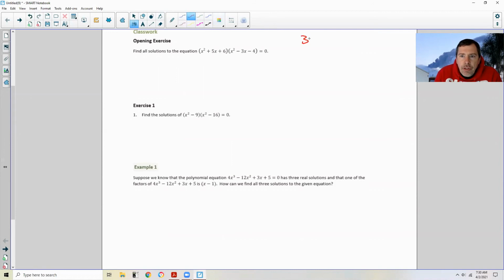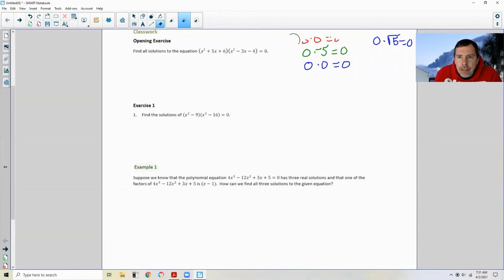If I have 3 times 0, that is obviously 0. If I have 0 times negative 5, then that is definitely going to be 0. And if I have 0 times 0, then that is also 0. So the zero product property basically says that if you multiply by 0, no matter what you're multiplying by, even if it is irrational, the result is going to be 0. 0 times the square root of 5 is 0.